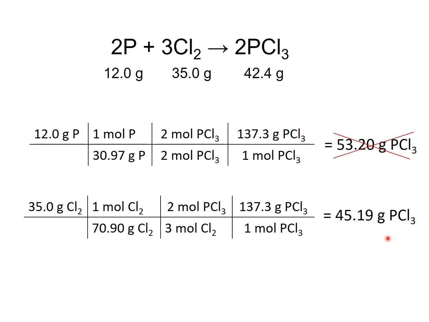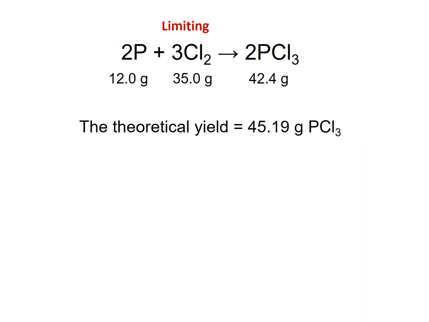So we can see that this one is too much, so that is not possible. This is what we were going to get, 45.19 grams of phosphorus trichloride. That is our theoretical yield. Chlorine is a limiting reactant. That is the one that is used up first. So now we have found our theoretical yield. It is 45.19 grams of phosphorus trichloride.